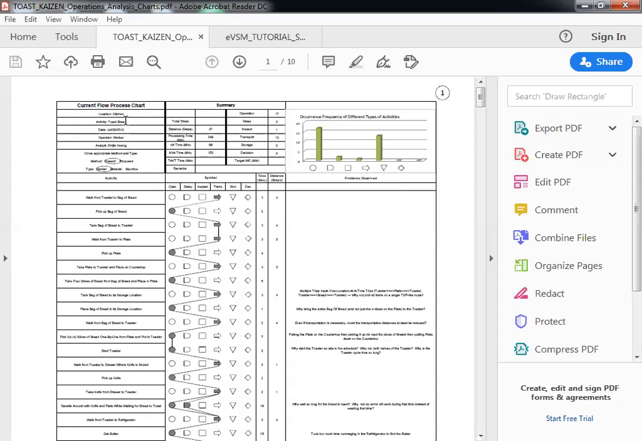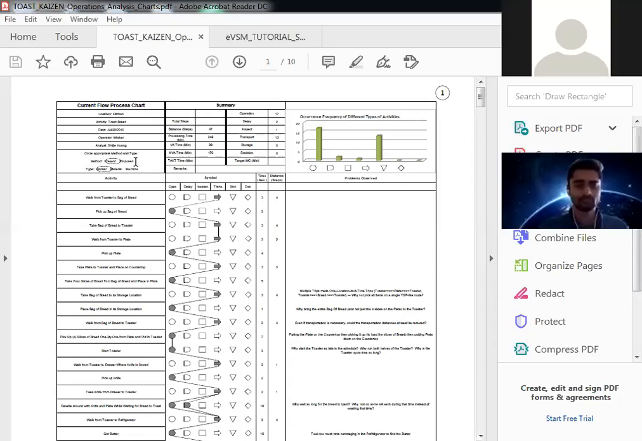Then what was the activity? The toasting of the bread. The date on which it was observed. You can see 2010, so this was quite a while ago. Who are you tracking? That's the operator, the worker, right? Then who is the analyst? Shijie Wang. She was my PhD student. And then over here are the methods you're basically tracking, okay?